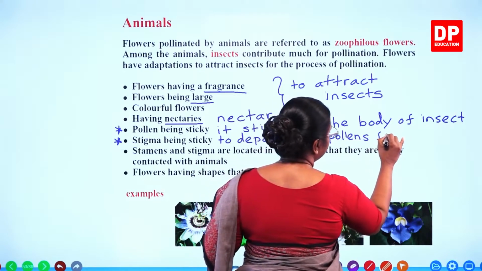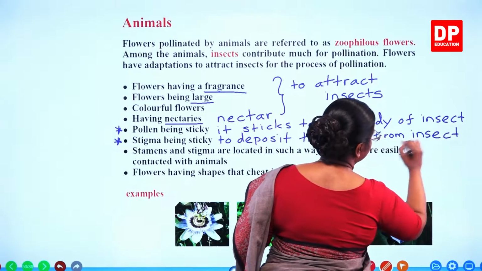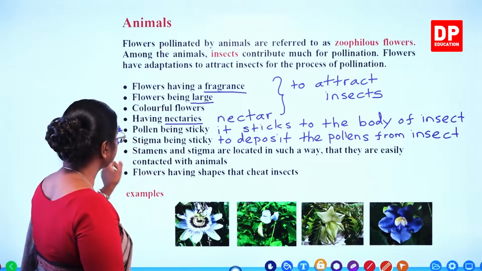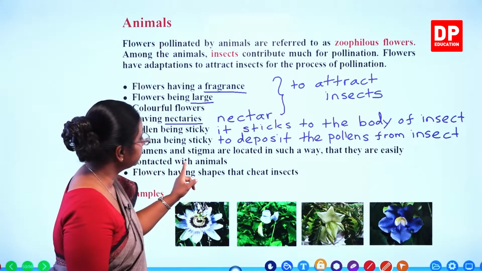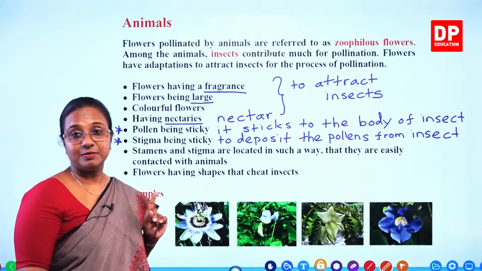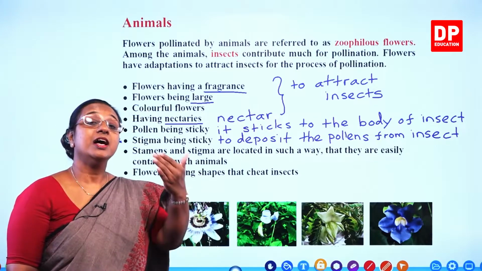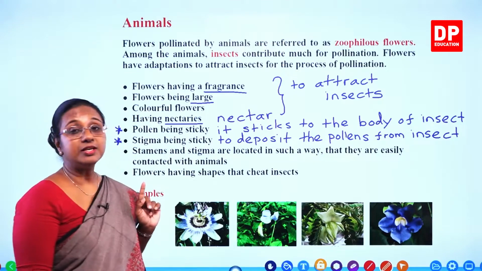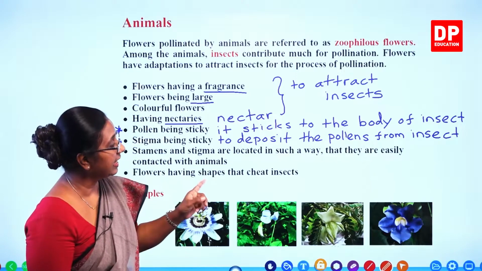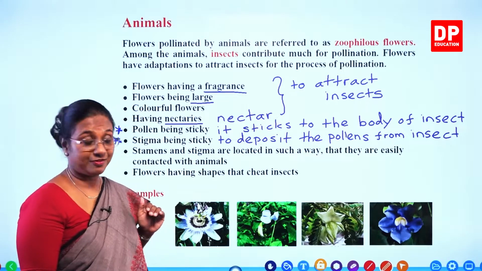This is to deposit the pollens from the insect body. I will write it as insect. So, from the body of the insect, pollen has to be deposited on the stigma. Then it has to be sticky. Then stamens and stigma are located in such a way that they are easily contacted with animals. So, the pollen has to stick to the body of the insect. Then from the body of the insect, again the pollen has to stick to the stigma. So, that means stamens and stigma are located in such a way that they are easily contacted with animals. Then only the process will take place efficiently.